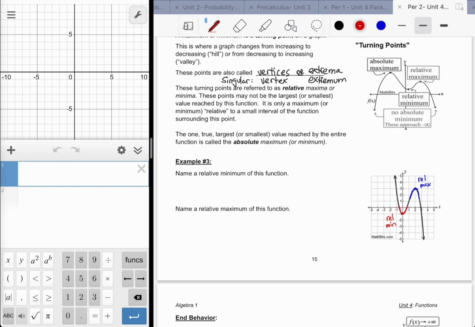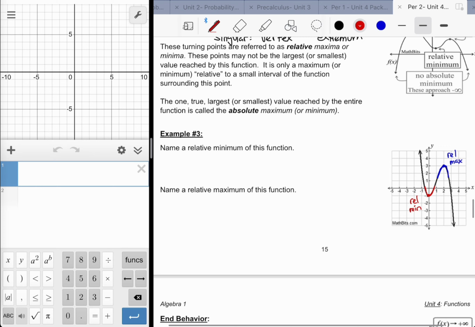All right. So name a relative minimum of this function. Well, the coordinates of the relative minimum would be at (0, -1). But the relative minimum would be just the -1. We'd also write that as f of 0 is equal to -1.